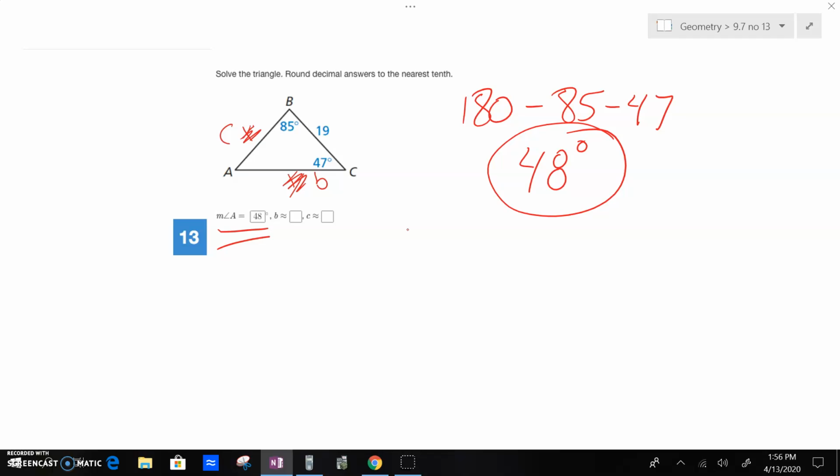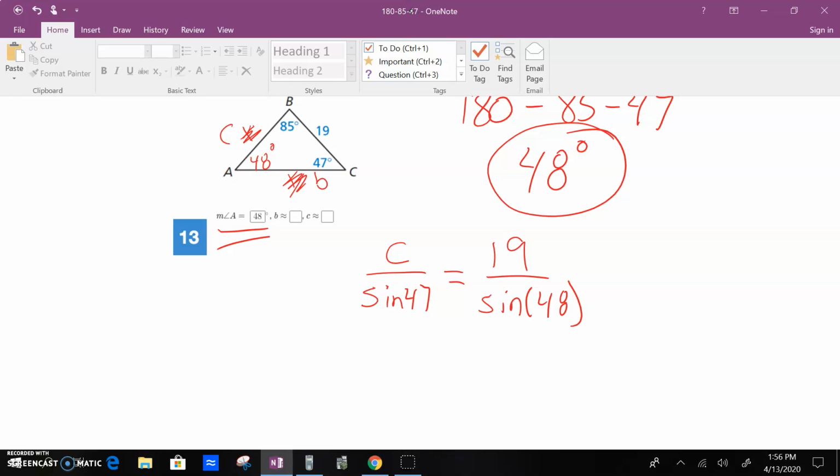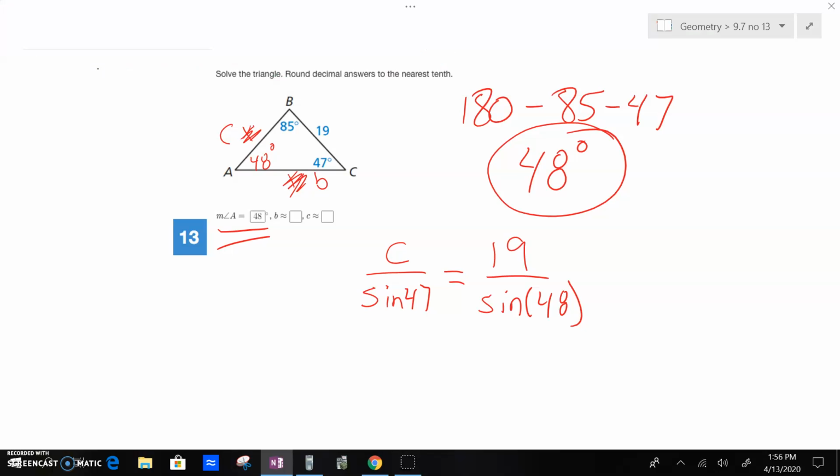So to do that, you're going to set up law of sines. So I would say C over the sine of 47. So that's the side over the sine of the angle across from it, equals 19 over sine of 48. So 48 being the angle A. So there's our angle A. So you do the side over the sine of the opposite angle equals side over the sine of the opposite angle.